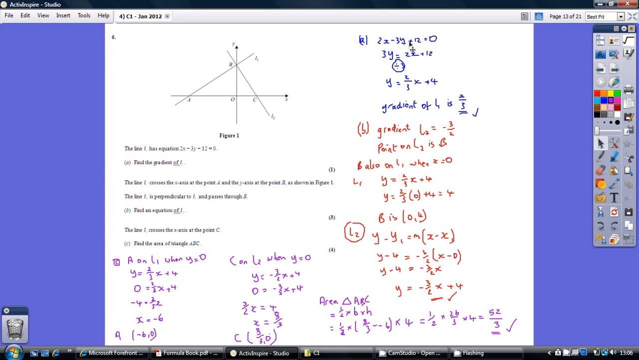So let's add 3y to both sides. So 3y is 2x plus 12. Divide by 3, we get y equals 2/3 x plus 4, so the gradient is 2/3.